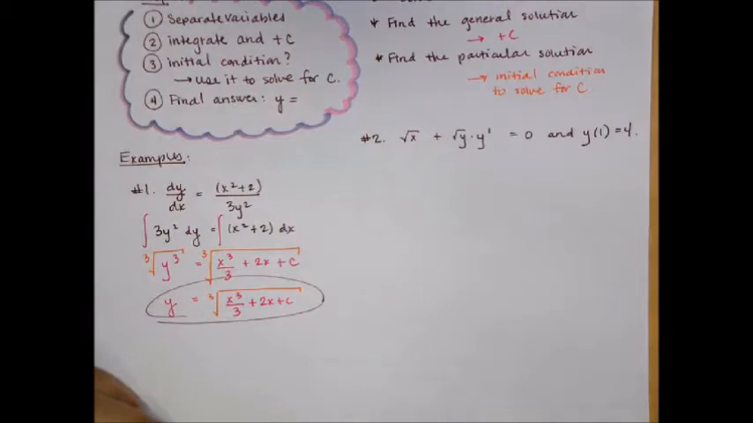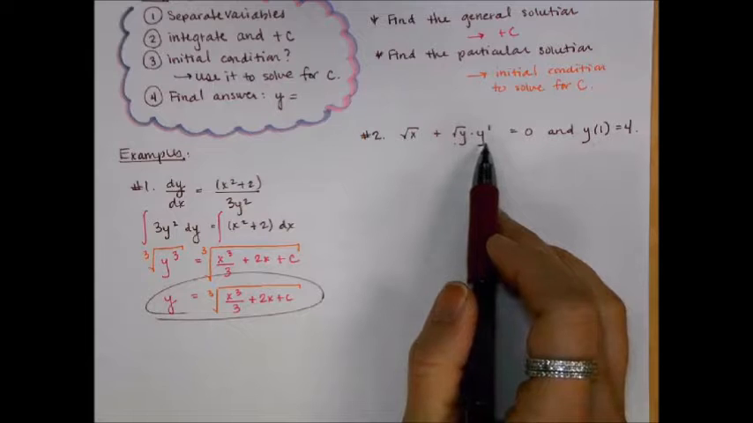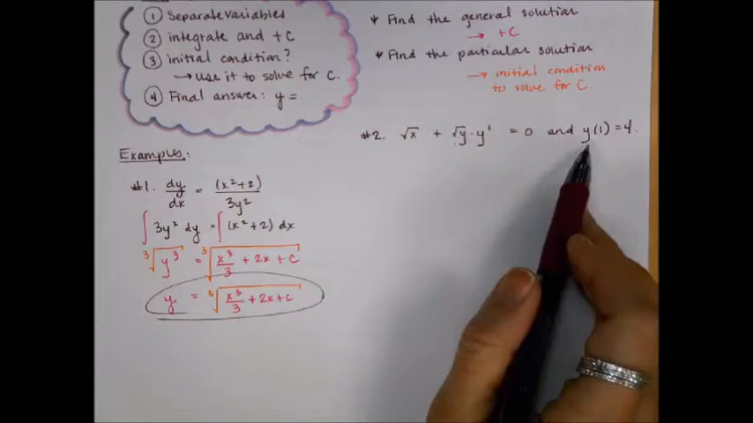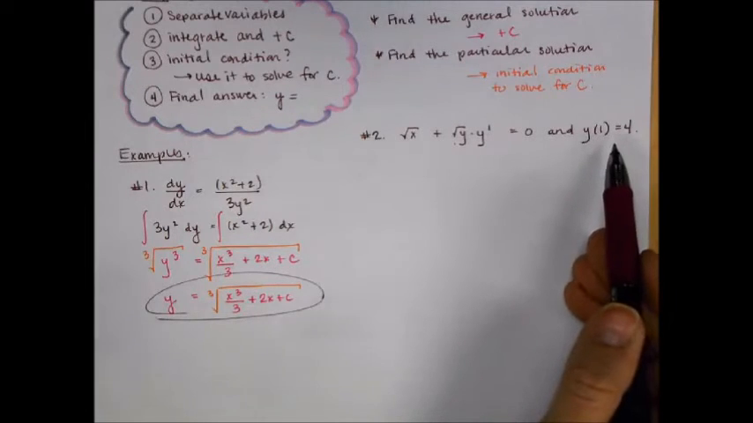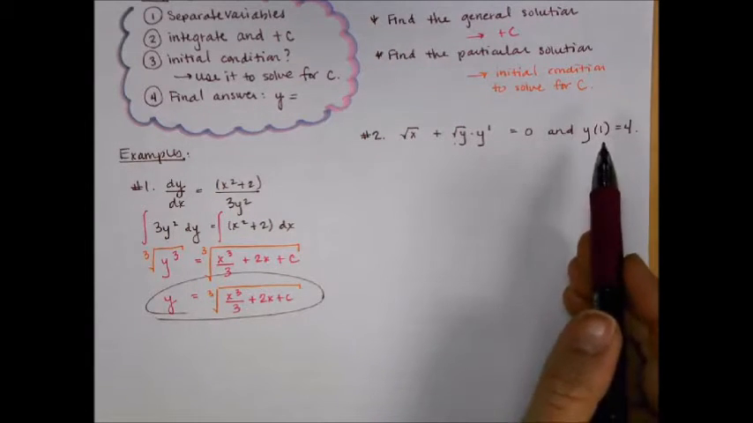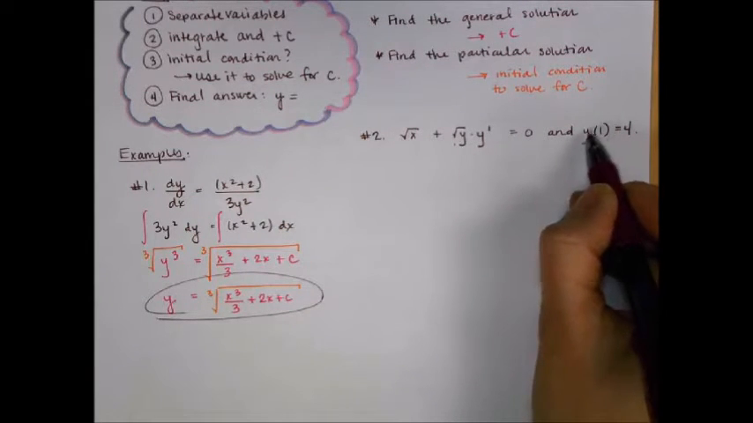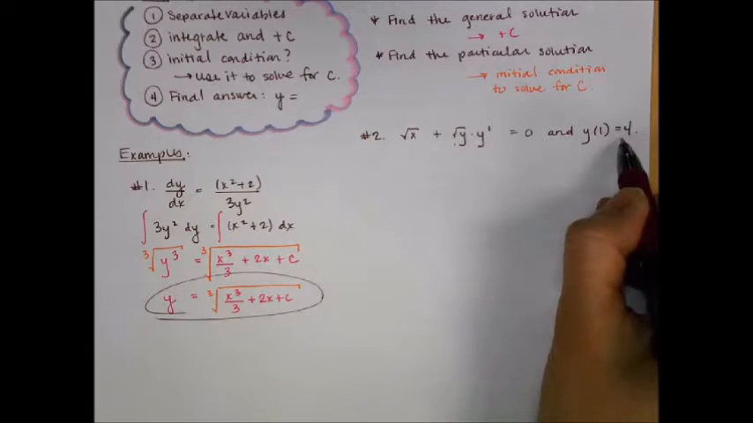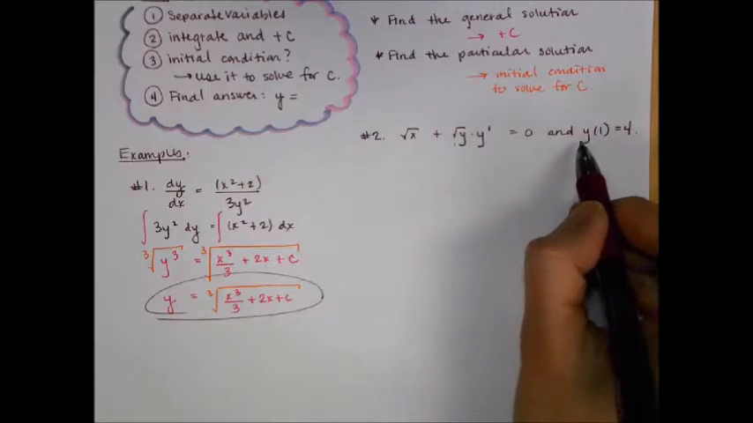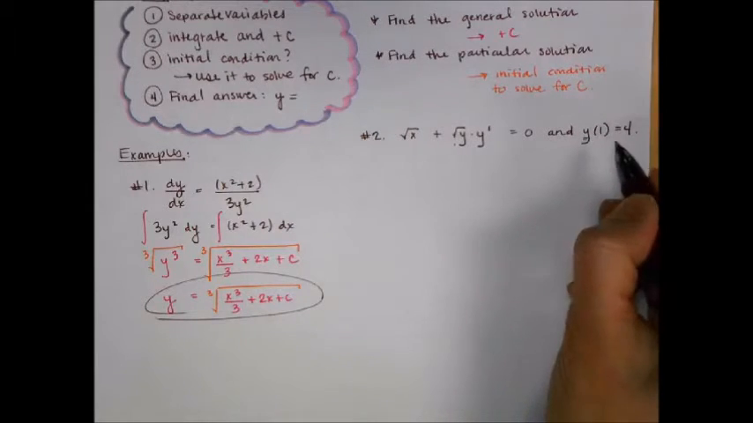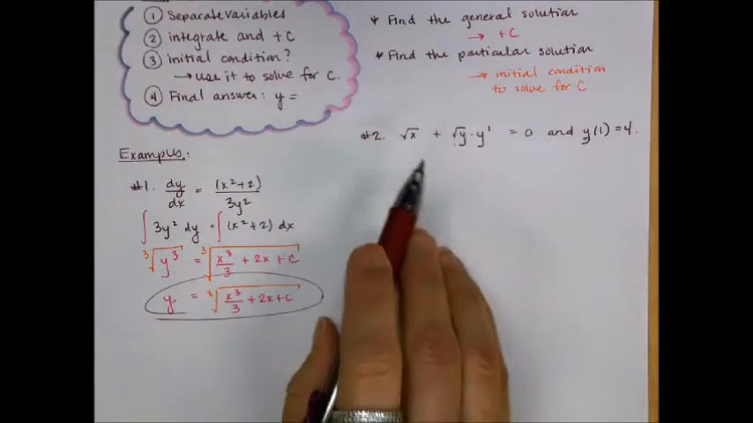Okay, problem number 2. Root x plus root y times y prime equals 0, and y of 1 is 4. So instead of writing it with f of x, f of 1 equals 4. So this is y of 1 is 4, and it's telling us when x is 1 that y equals 4. So this is really a coordinate pair here, (1, 4), for the original function y. So this is an initial condition, which means I'm finding a particular solution to this differential equation.